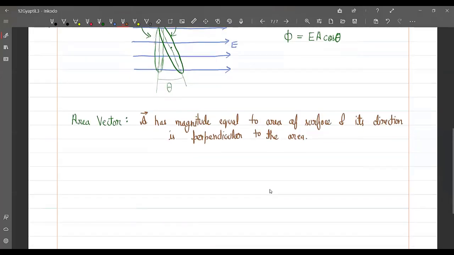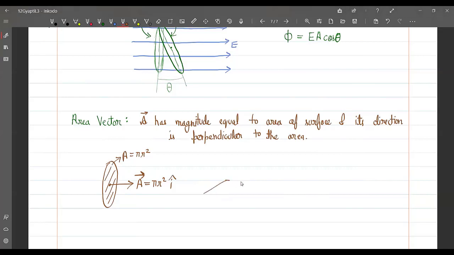Perpendicular to the area. For example, if this is my area, call it pi r square or just A, then the area vector will be perpendicular to the surface, like this. This is your area vector. You can write the area vector as, if this is a circle and area is pi r square, pi r square and direction is I cap.